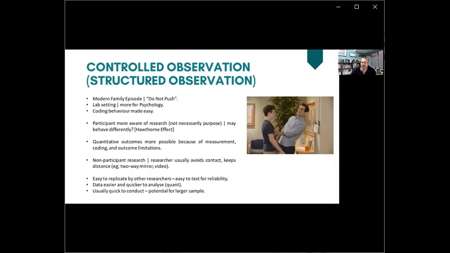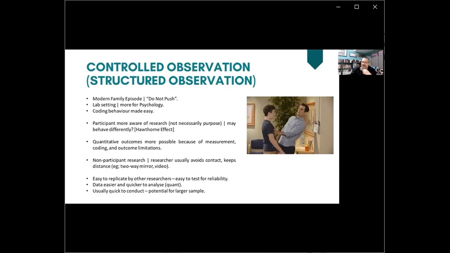The advantage, though, is it is easy to replicate from other researchers. It's easy to test for reliability. Knowing what the steps are, knowing what the setup is, knowing what the parameters are, future researchers can do exactly the same research to see whether the same results come out or whether there's a difference, or to be able to compare between your sample and subsequent samples.